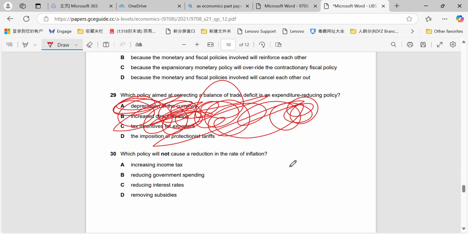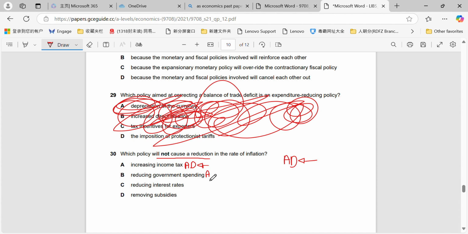So question 30. Which policy will not cause a reduction in the rate of inflation? What we're looking for, something that will cause a reduction in the rate of inflation, is something that will cause aggregate demand to move to the left. Okay, so increasing income tax is a contractionary fiscal policy designed to move AD to the left. That will help us to reduce the rate of inflation.